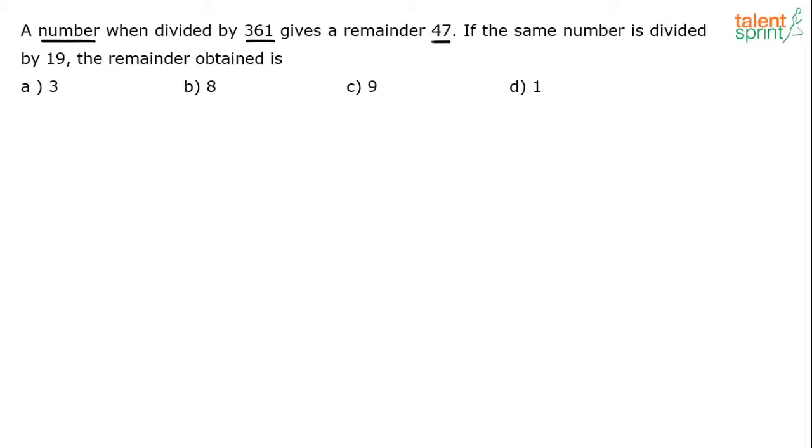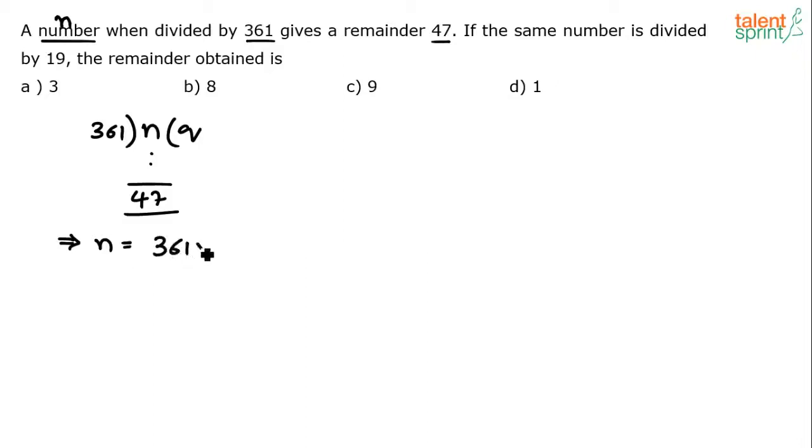So there is a number which when you divide by 361 gives a remainder of 47. Let's assume this number is n, right? So n when divided by 361 gives you a remainder of 47. So of course you'll obtain some quotient q here, right? Now I can say that the number n here is equal to 361 times the quotient plus 47.